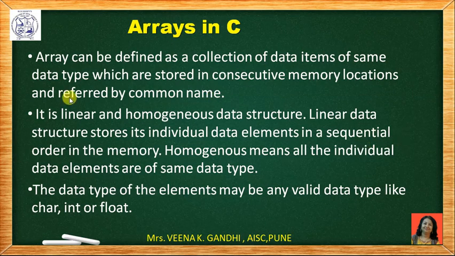Now, it is a linear and homogeneous data structure. Homogeneous means all the elements stored are of the same type of data. A linear structure stores all its elements in a sequential manner in memory. The type of the elements may be any valid type like int, float, char, structure, pointer, etc.